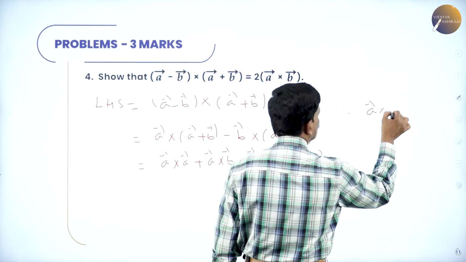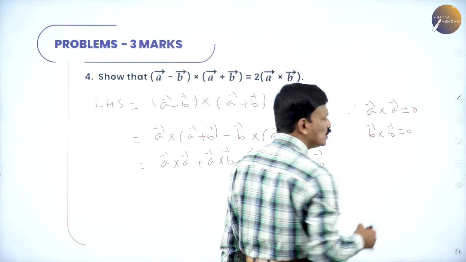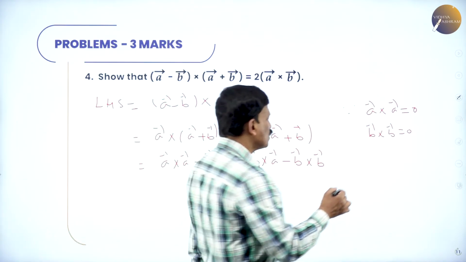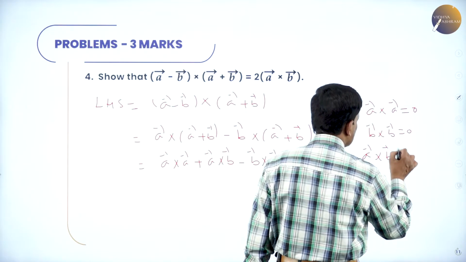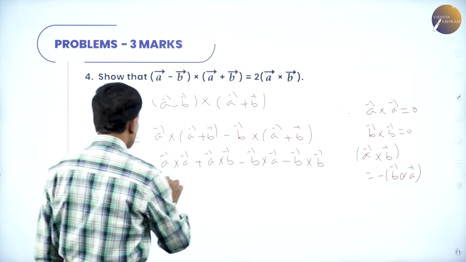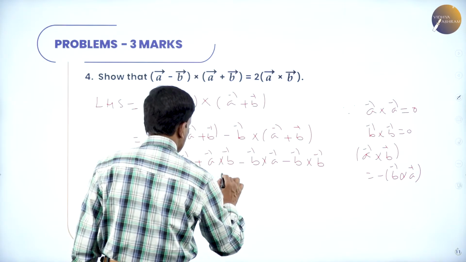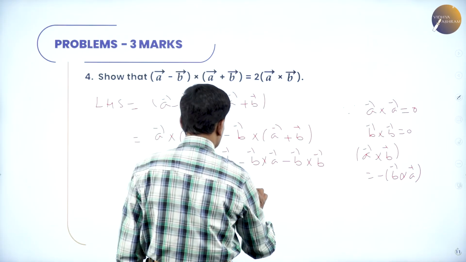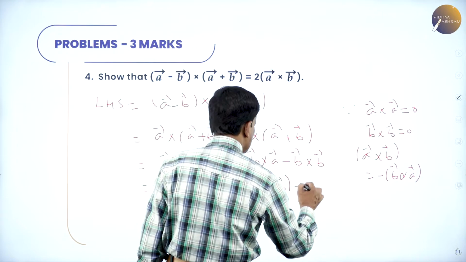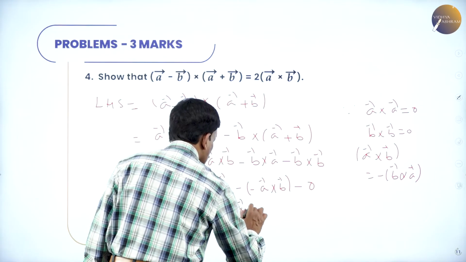See, you know, A cross A is equal to 0, B cross B is also equal to 0, because according to the property of a determinant, if two rows or two columns are the same, the value of the determinant is 0. Further, A cross B is also equal to minus of B cross A, negative. So, A cross A is equal to 0, plus A cross B as it is, minus B cross A, which can also be written as minus of A cross B, minus 0. So this is A cross B, minus into minus, plus A cross B.